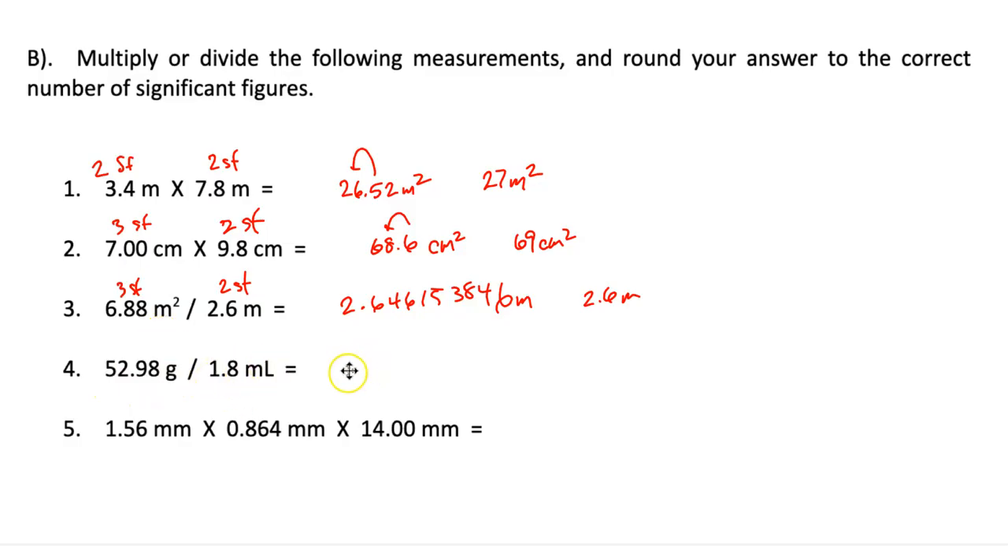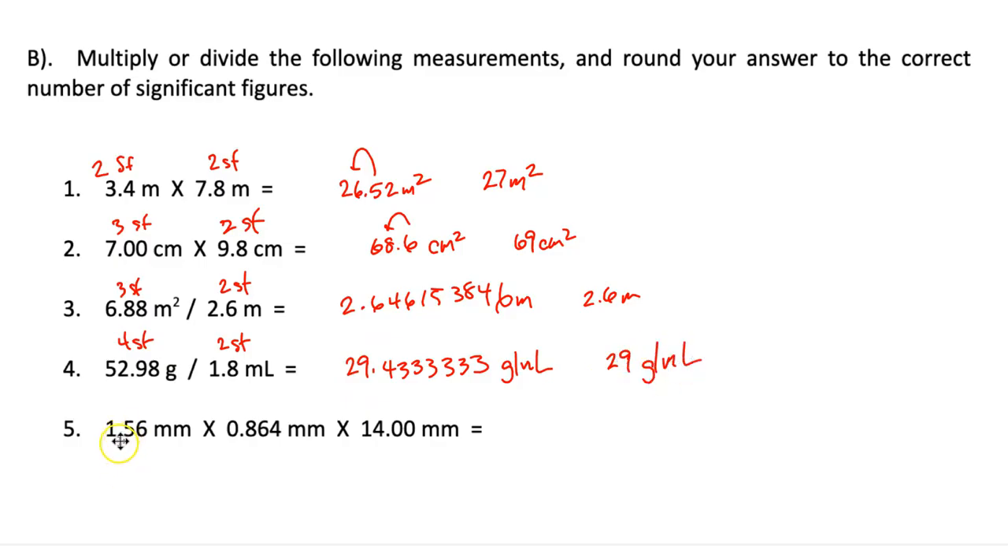52.98 divided by 1.8, it's going to spit out 29.433333, just 3 repeating. And this is going to be grams per milliliter is the unit. We have 4 sig figs here. Here we have 2 sig figs. We're limited to 2, which is going to be these two, 29 grams per milliliter.